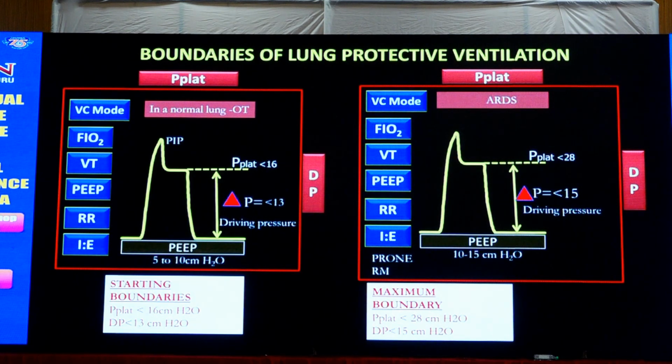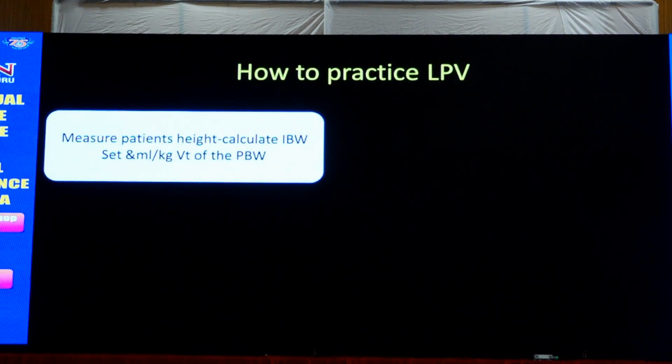So just one case. I think I have a minute more. Because how do I practice lung protective ventilation? Just two more slides. So always, how do you practice? One is always measure the patient's height. See, remember, if somebody is 5 feet and is 50 kgs and somebody is 100 kgs, your lung doesn't double in size. Yes or no? So there should be a practice of measuring height and calculating the predicted or ideal body weight. And for that you should set how many ml? 6 to 7 ml. That is the starting point.